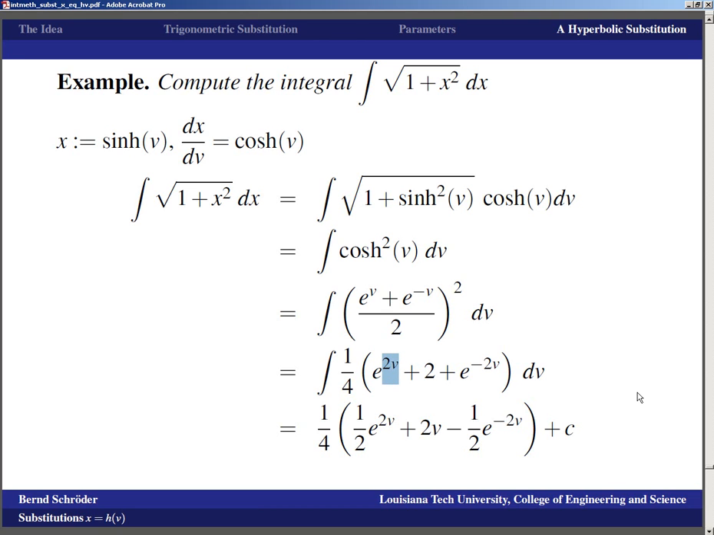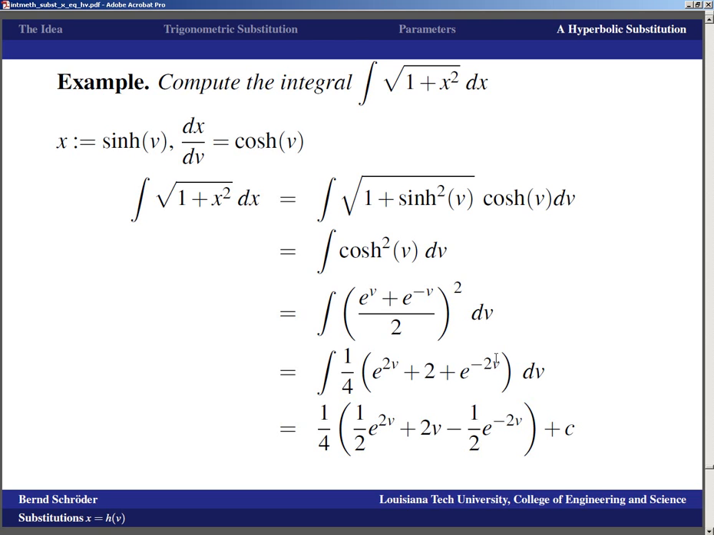Technically, this is a substitution u equals 2v. Then we get du/dv equals 2, so dv equals du over 2, and that's what gives us the 1/2. Or, as I said, just by differentiating, we can see that yes, this is the antiderivative of that. The antiderivative of 2 is 2v.